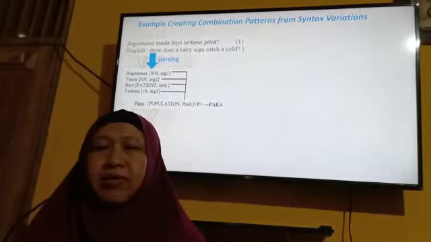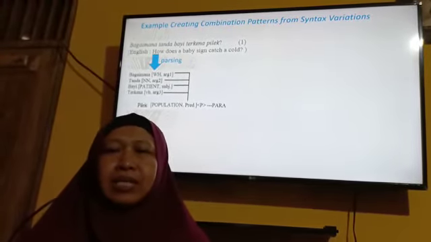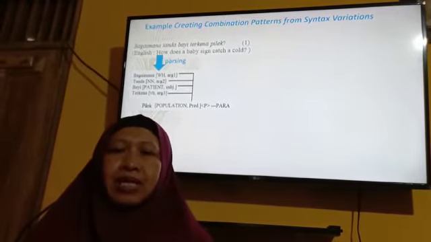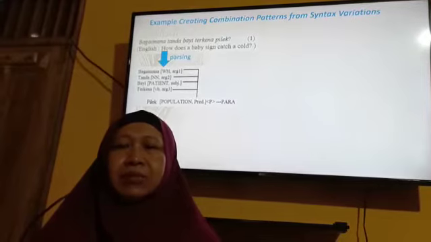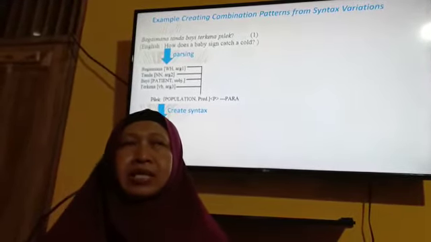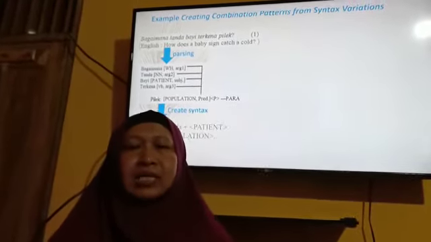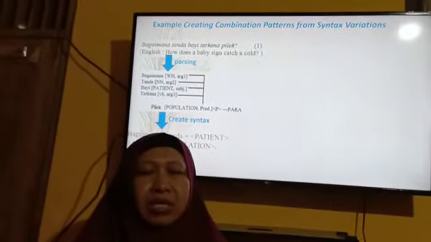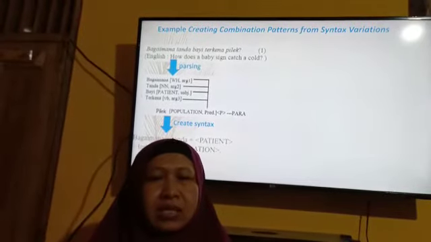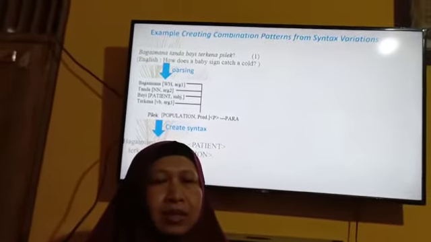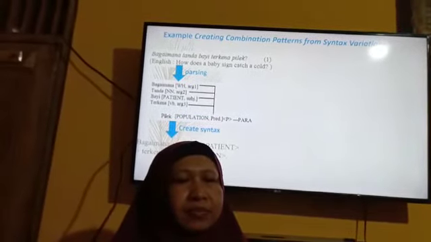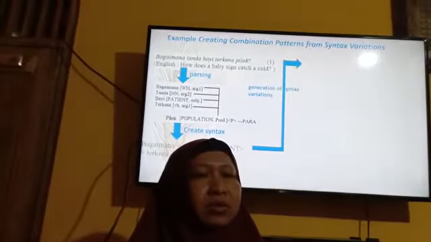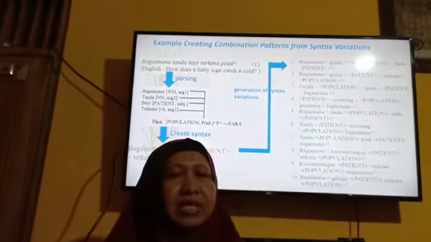And the result of the predicate argument parsing is pilek, population, and the predicate is population, and the parameter is p. And then we create syntax. The result of syntax is like this: bagaimana plus tanda plus patient plus terkena and population. Patient and population are the template for the pico pattern. And then if we want to generate syntax variation, the result is like this.